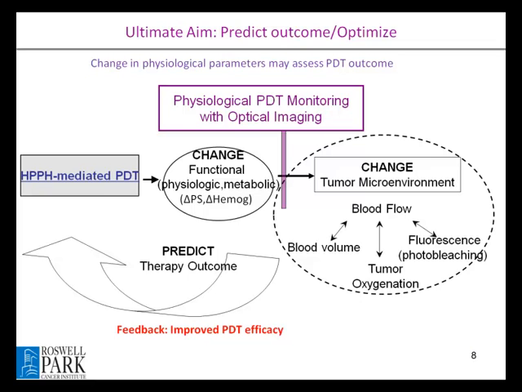In this case, PDT introduces functional changes, physiological changes, or oxidative metabolic changes, and also changes in photosensitizer content. These changes also induce changes in the tumor or lesion environment. For example, blood flow, as I mentioned, may change. It is directly related to blood volume, fluorescence or drug content, and oxygenation. So we want to monitor these things as non-invasive markers to assess the PDT outcome.